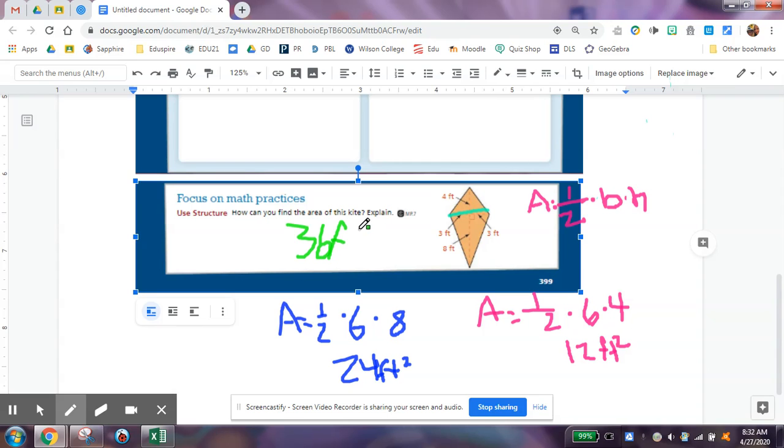So in this lesson, you're going to be looking at kites and trapezoids, and you're going to be breaking them into shapes that you know to find the area. We're also going to see a formula for those.